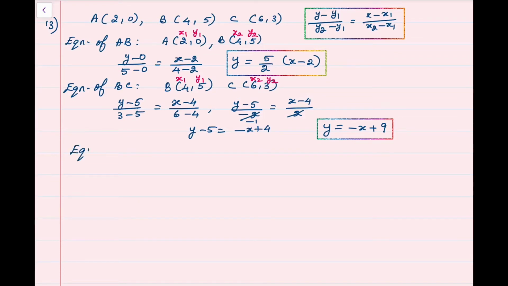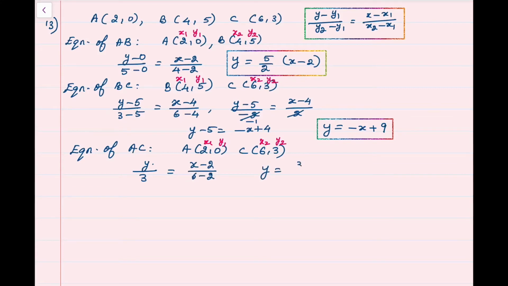Let us do equation of AC. A is 2 0 and C is 6 3. x1 y1, x2 y2. Y minus 0 divided by 3 minus 0 equal to x minus 2 divided by 6 minus 2. Y is 3 divided by 4 times x minus 2.